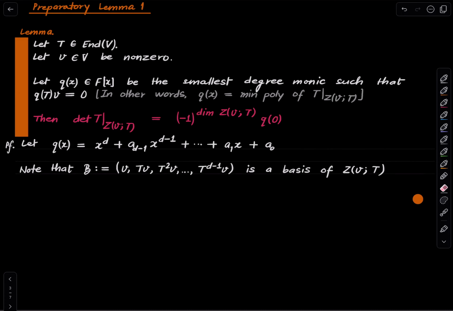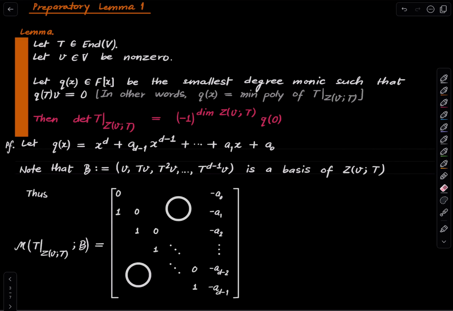And now, oops, what happened? Now, the matrix of this endomorphism with respect to the basis that we just talked about is this thing. So let me explain that. What is T of V? T of V is the second basis vector.